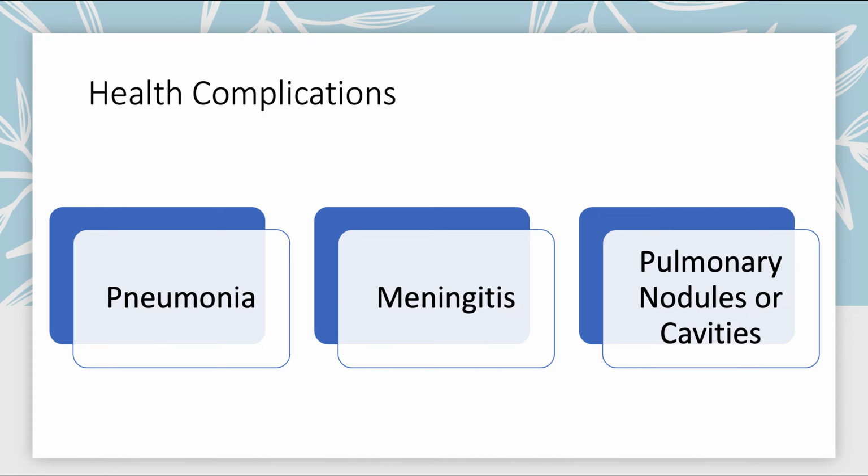Instances where this disease may become serious are when it results in pneumonia, meningitis, or pulmonary nodules or cavities. These symptoms can vary in severity. Pneumonia is the most common one. It can either be uncomplicated pneumonia, which often doesn't have a huge burden, but it can also become chronic pneumonia, which can have a lasting impact.